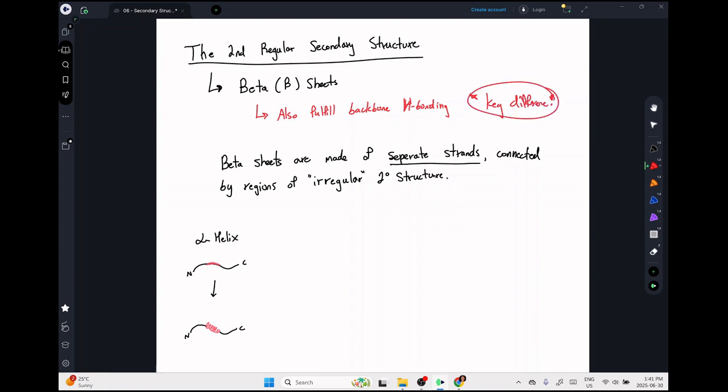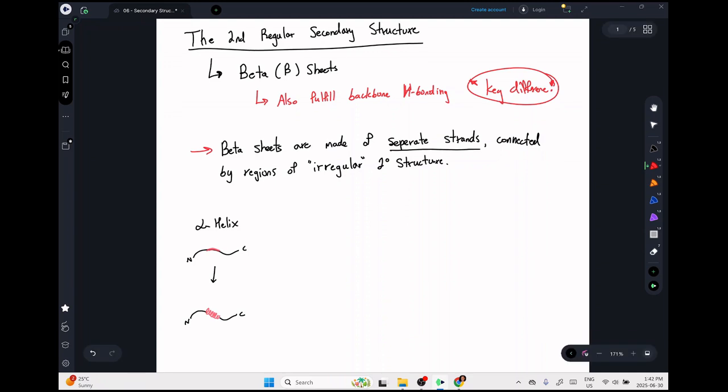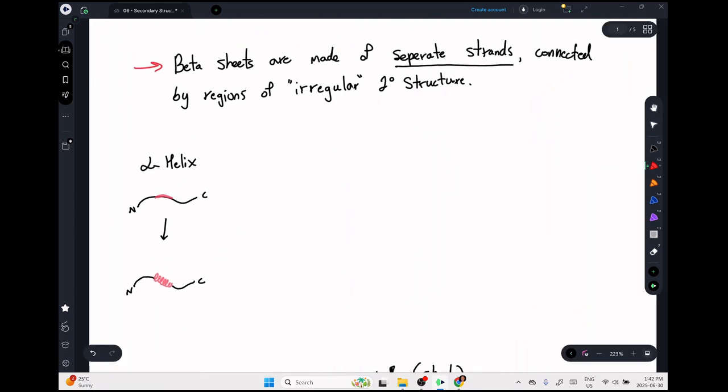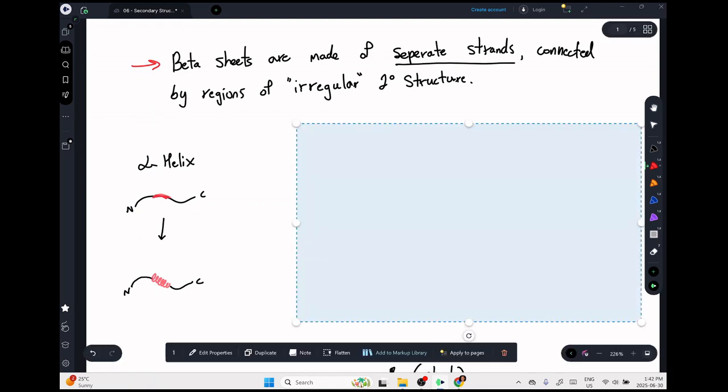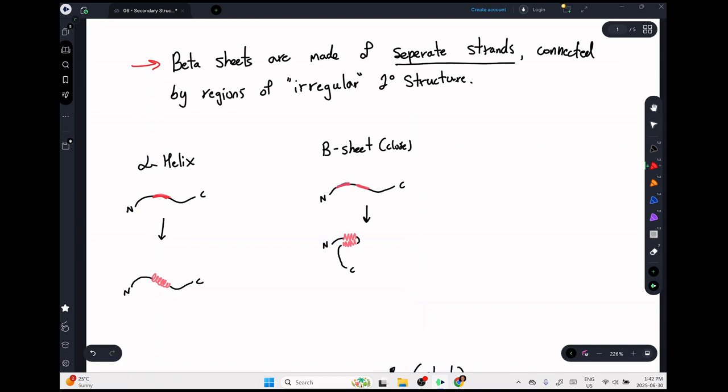Beta sheets are made of separate strands, connected by regions of a regular secondary structure. So let's break that down, first by visiting what the alpha helix is. Recall that the alpha helix was a period of the primary sequence that folded into a weird spiral, right? You never saw an alpha helix here and here. You could have a helix and you could have a different helix, but they're never going to be combining, right? A helix is in one place and it folds into a spiral. Let's compare that to beta sheets.